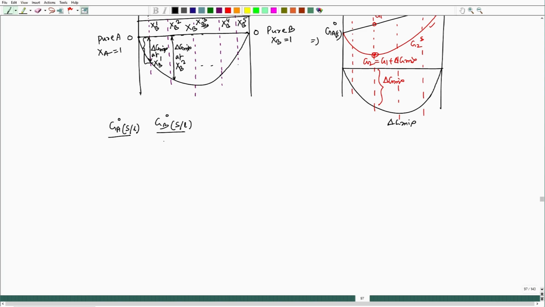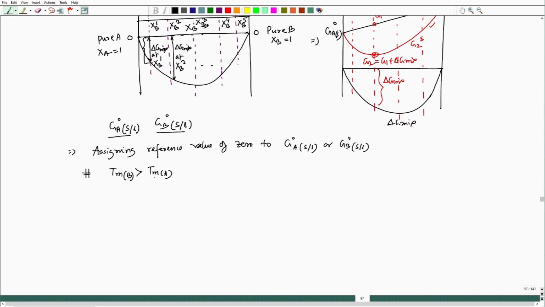So, let us understand this part a bit carefully. In order to do that, it is basically assigning a reference value of 0 to G_A^0 solid or liquid, or G_B^0 solid or liquid. In order to do that, let us consider that T_mB is greater than T_mA, and remember these are all pure conditions.